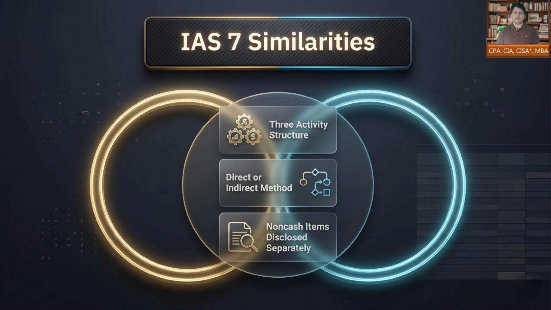The differences arise mainly in policy choices and specific classifications. That is helpful for students. You do not need to rebuild the whole cash flow concept when moving from US GAAP to IFRS. You mainly need to identify where IAS 7 gives flexibility and where US GAAP is more prescriptive.